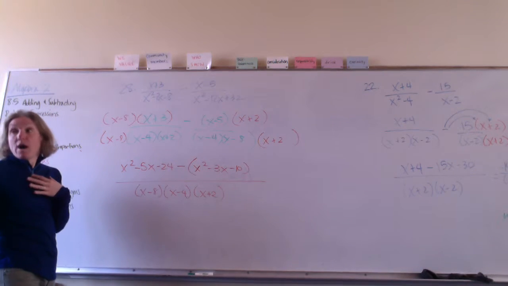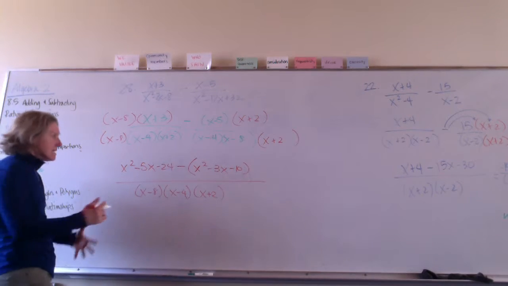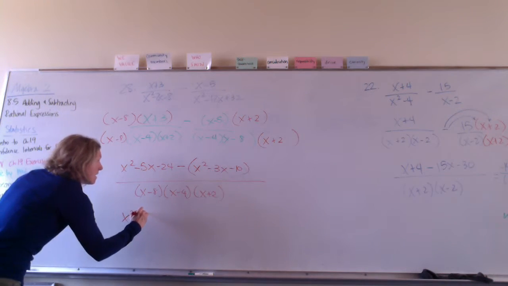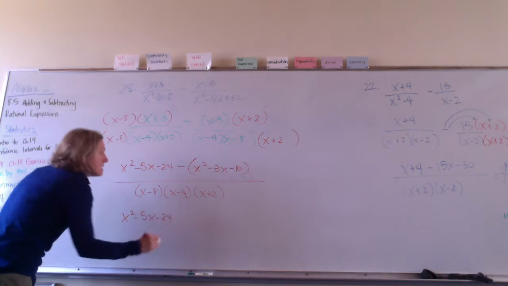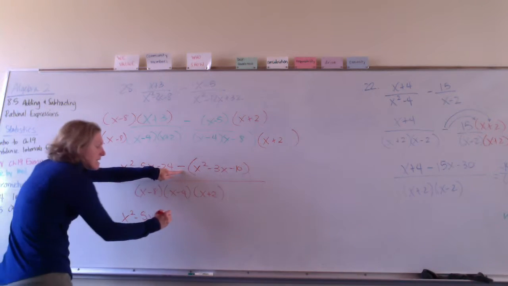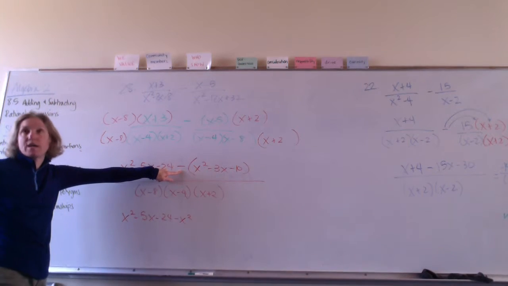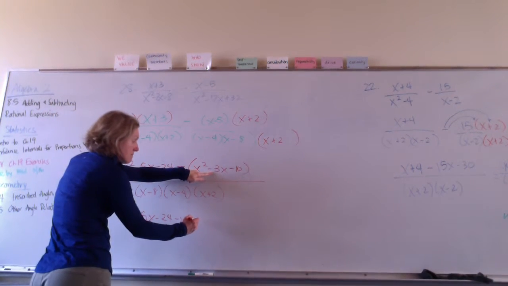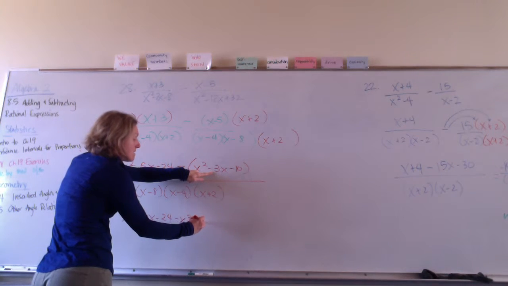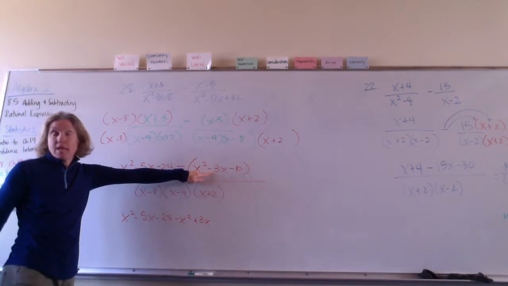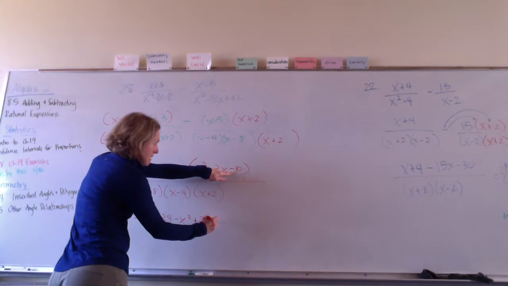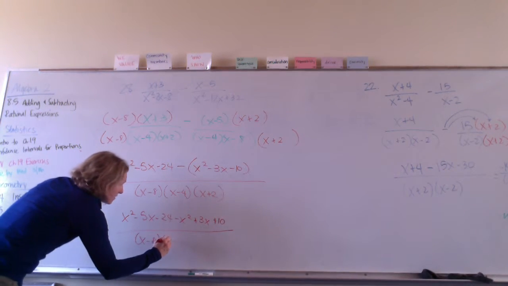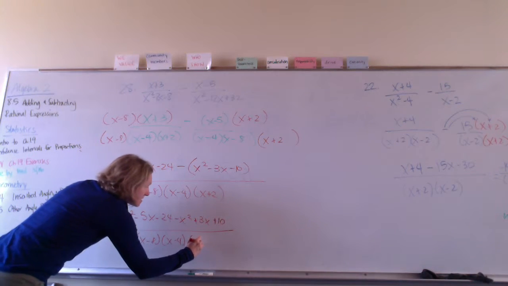I'm going to do this once intentionally, and then we can be quick about it. But I have my x squared minus my 5x minus my 24, but we have to recognize I'm going to subtract an x squared. And when you subtract, that becomes a plus, right? And when I subtract, that becomes a plus. And again, that's all over this.